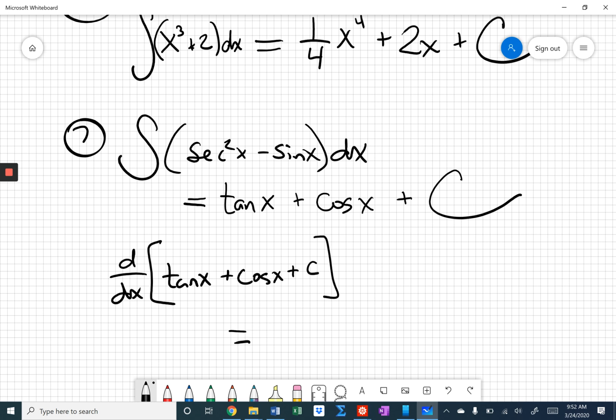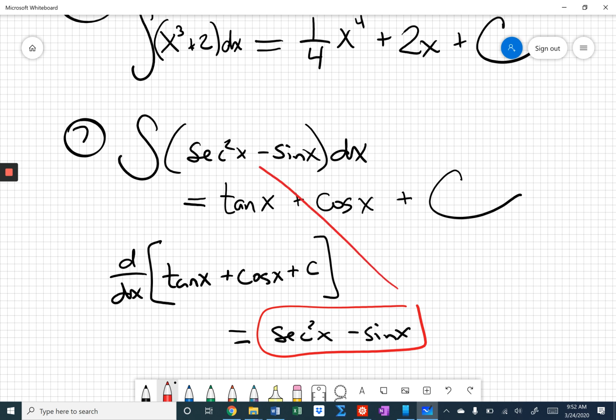But we can test this out. So the derivative of tangent is secant squared x, minus, derivative of cosine is negative sine of x. Derivative of constant is 0. And notice that the result here is exactly the same as the result here. And if that didn't work out, then we would know we had a mistake.